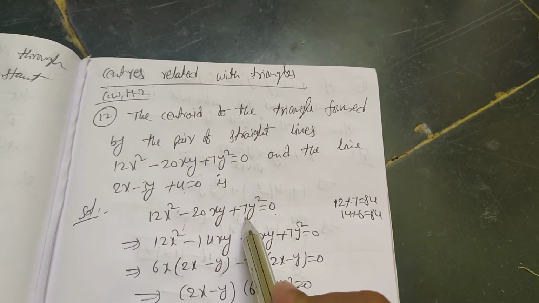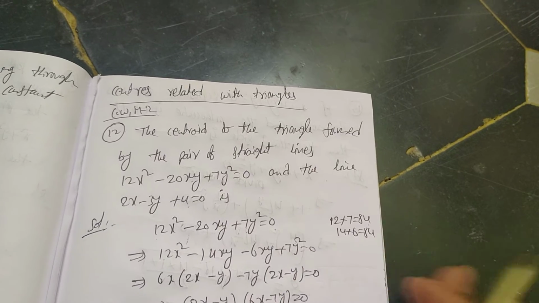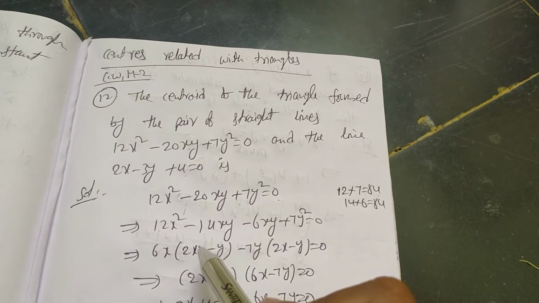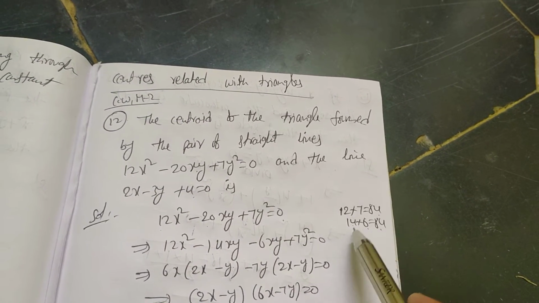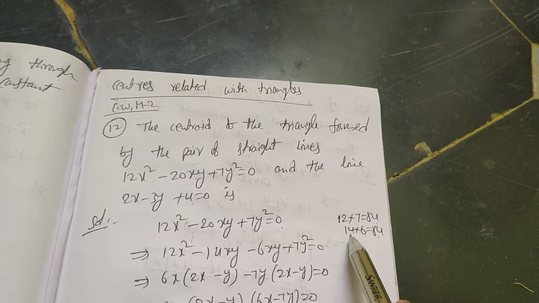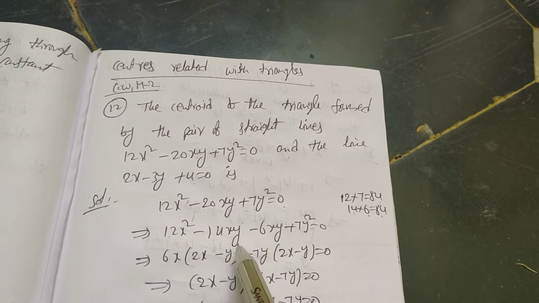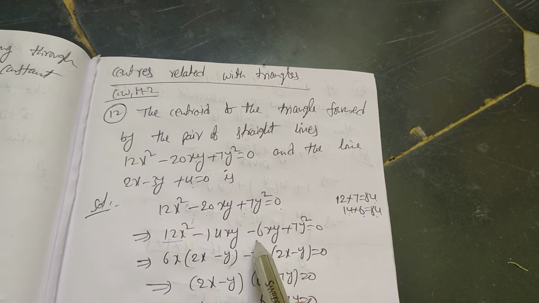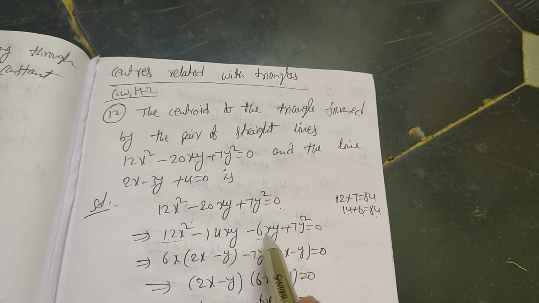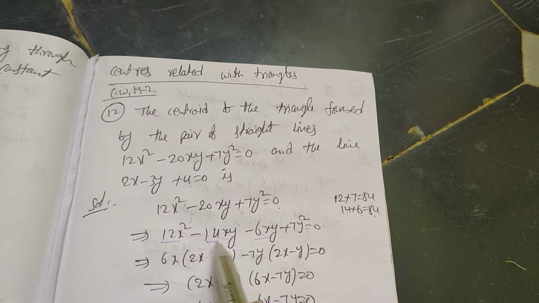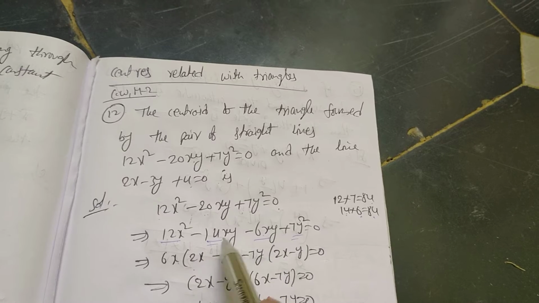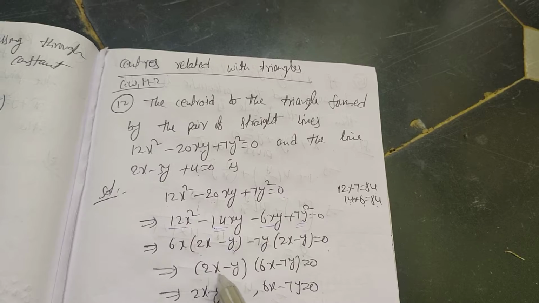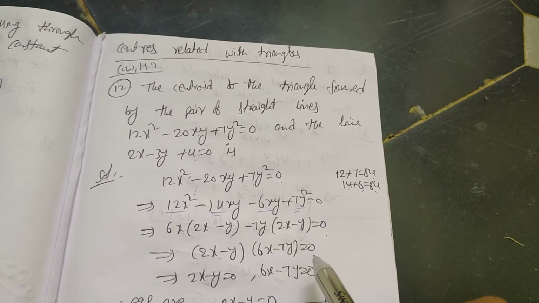So 12 into 7, 12 sevens are 84. To get 20, how can you factorize the quadratic equation? Like that we can factorize. 14 and 6 are also 84. This 20 you can write as minus 14xy minus 6xy. So 12x square minus 14xy minus 6xy plus 7y square is equal to 0. From these two terms we can take 2x common, and from these two terms if you take minus 7y, so here 2x minus y is common. So (2x minus y) into (6x minus 7y) is equal to 0.